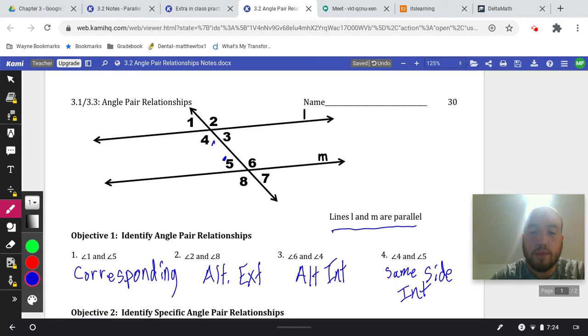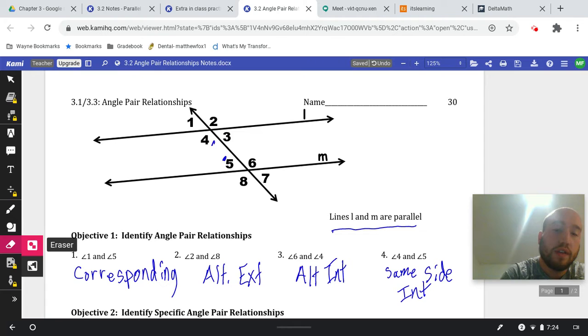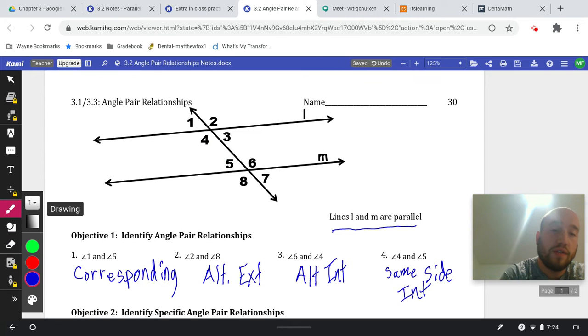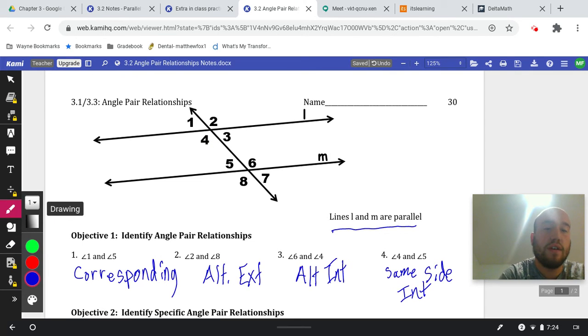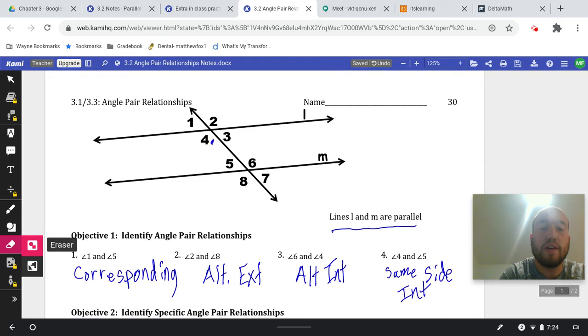Now, that's not the only possible angle pairs. The other two types, if we still use 4 and 2, that is what we call vertical angles. And then finally, we could have angle 1 and 4. That would be an example of a linear pair.